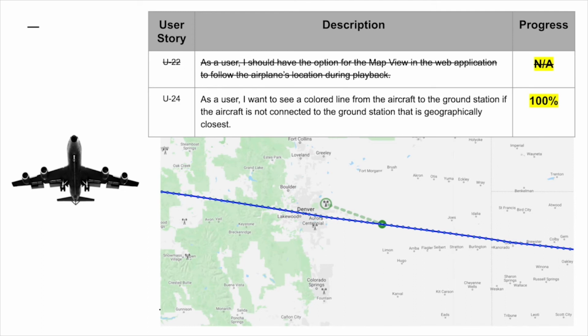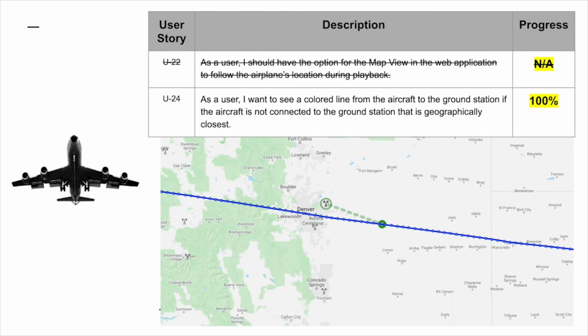User story 24 was modified as it now displays the connection's opacity depending on the strength of the connection, as well as displaying as red if it's not connected to the nearest ground station and green if it is. The nearest ground station will also be circled green whenever there is a connection.